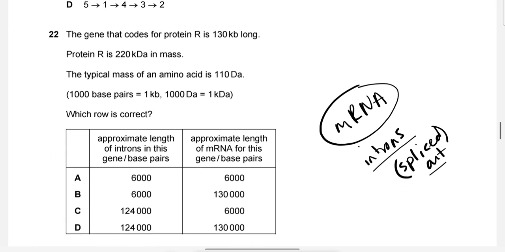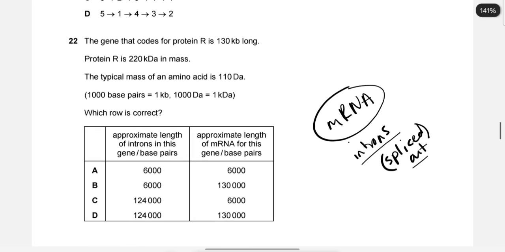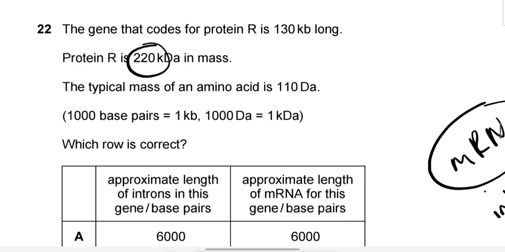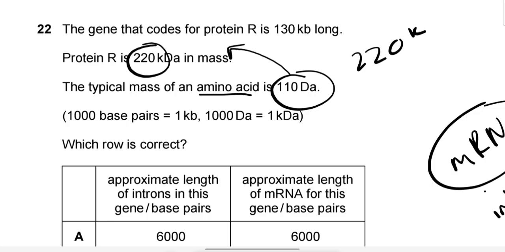Now, with this understanding, we're going to start by dividing this 220 kDa by this 110 Da, because this is the mass of one amino acid, and that is going to give us the number of amino acids. So we have 220k over 110, and that is going to give us 2k. So now we have 2k amino acids, and with that, I want to take you back a bit.